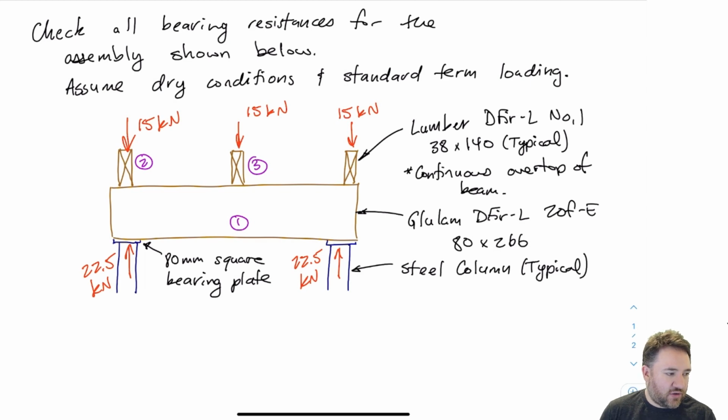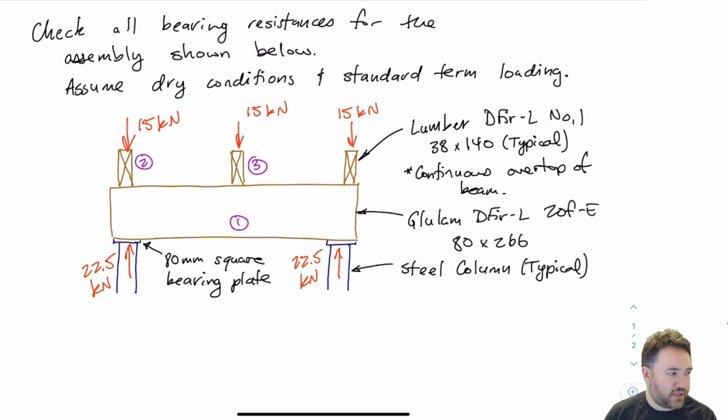And then once I consider all of those resistances, those are the resistances of the glulam beam itself, I also have to check the resistances of the joists, because as the joists are loading the beam, the beam is also loading the joist, so the joist also has an associated bearing resistance, compression perpendicular resistance. So I've given the sizes of these. We basically have 2x6 joists on an 80 by 266 glulam beam, and for the steel columns, I've provided the base plate geometry, which is just an 80 millimeter square plate, and we're going to forge ahead.